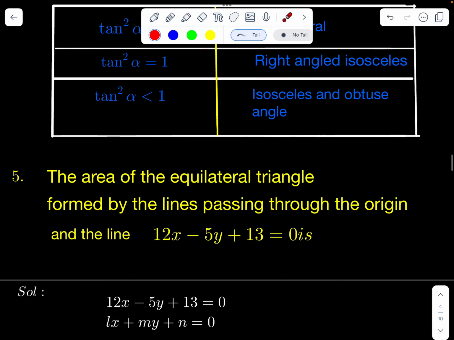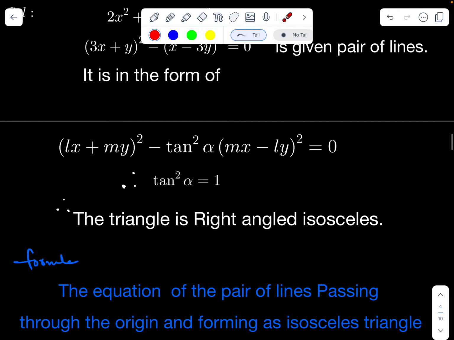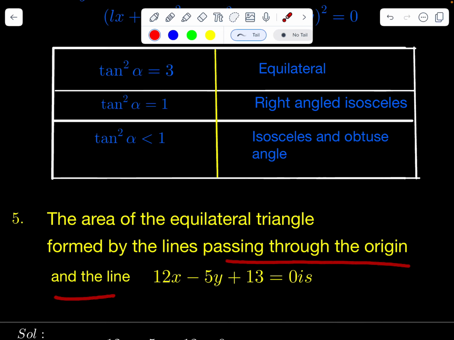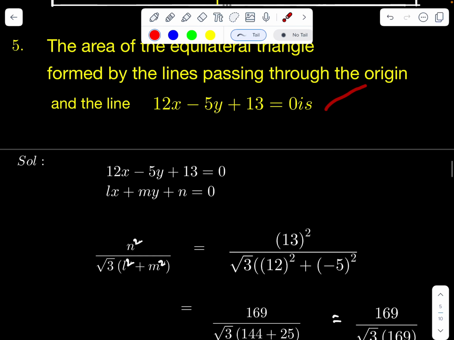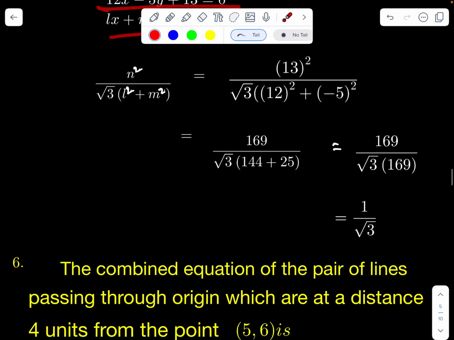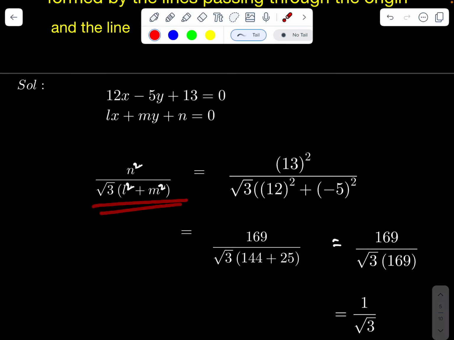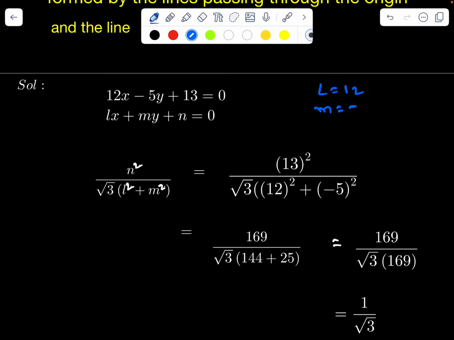Next, sum number 5. The area of the equilateral triangle formed by the lines passing through the origin and the line 12x minus 5y plus 3 equal to 0 is. Here I am using the direct formula n square by root 3 into L square plus m square. The value of L is equal to 12, m is equal to minus 5, n is equal to 3.